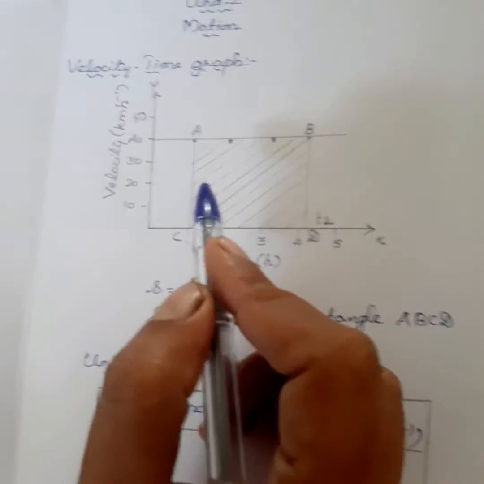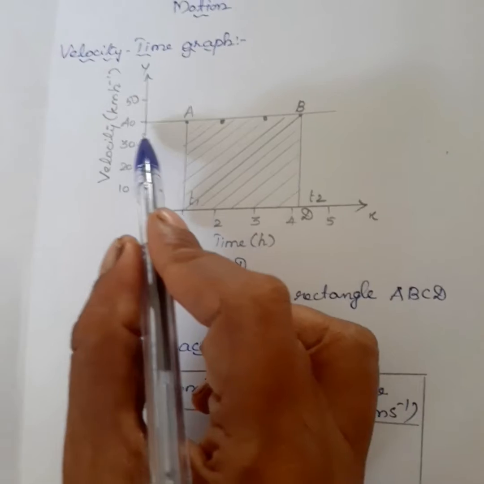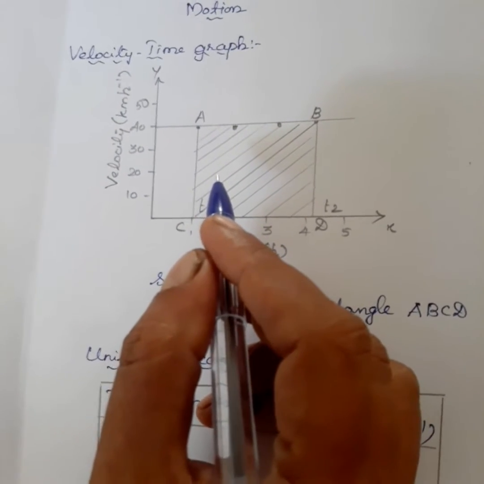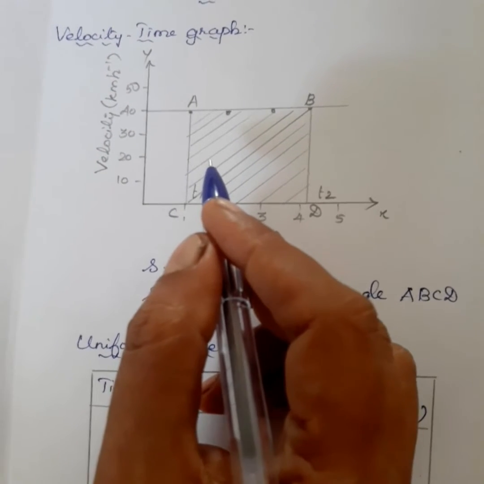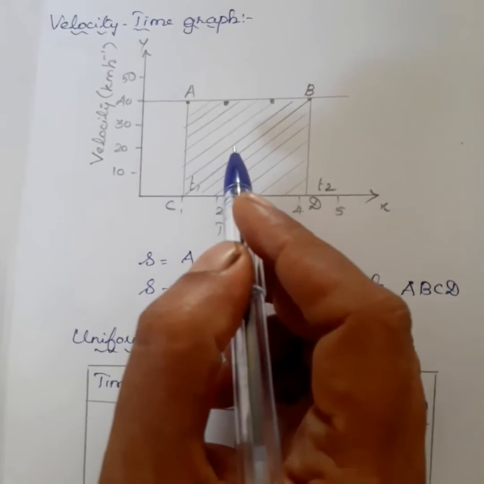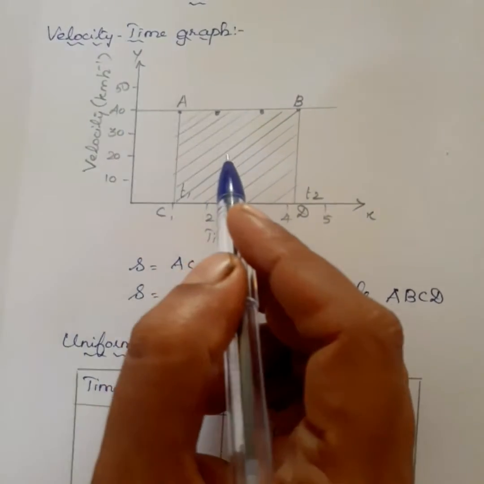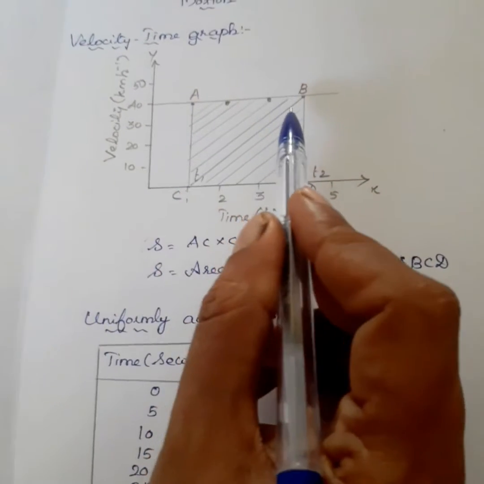If an object moves at uniform velocity, we know the displacement is the product of velocity and time. Here, the object is moving with uniform velocity. Now, we find out the magnitude of the displacement. You can see the object is moving with constant velocity.